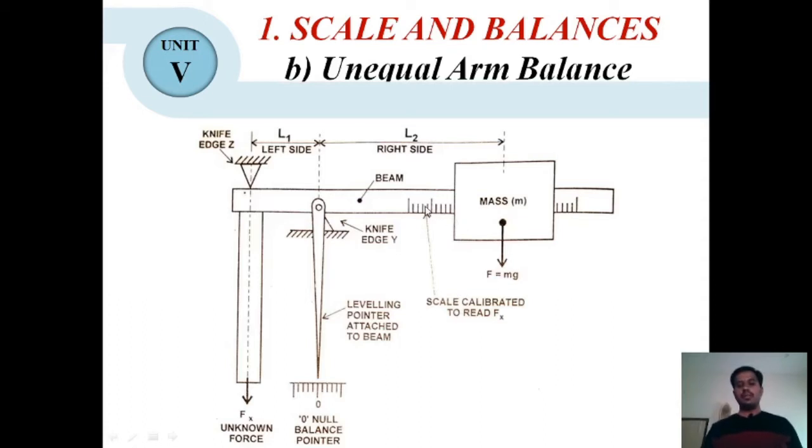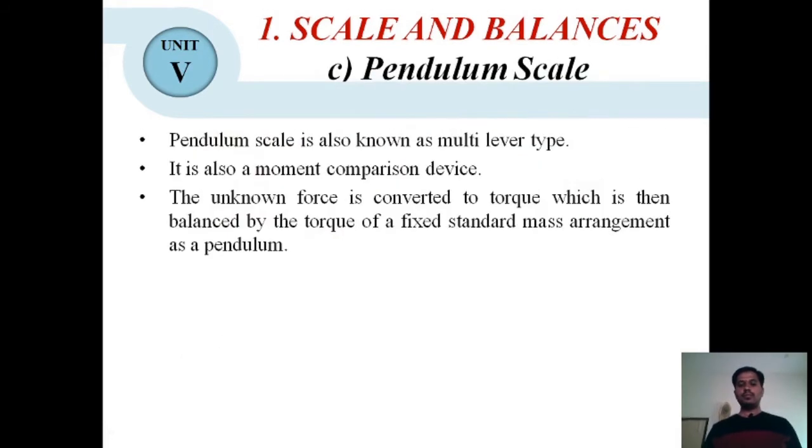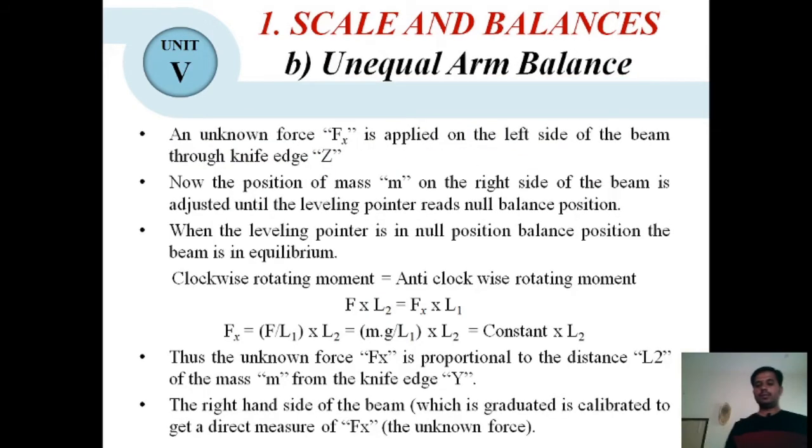For example, if we want to measure the unknown force directly, we will slide this mass to an extent such that the pointer comes towards 0. Depending upon the position of the mass on the scale, we will directly predict the amount of force generated on the left side of the beam. So this is the procedure.